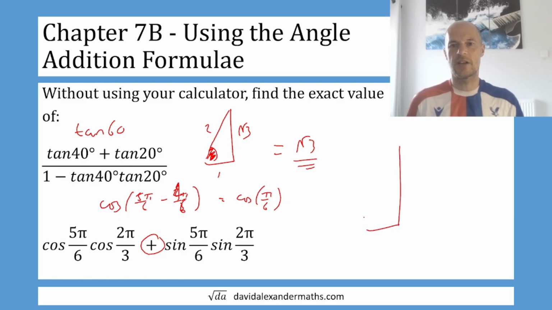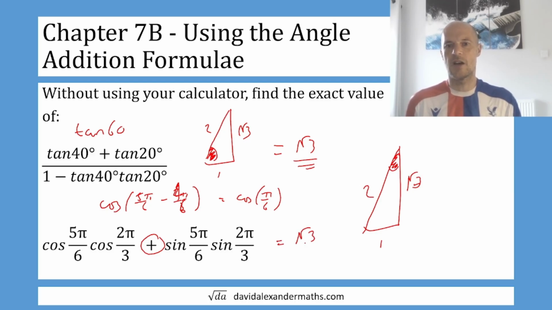So let's think of our triangle again. So 1, 2, root 3. This is the pi over 6. Hopefully you're getting to the stage where you're thinking just in radians and not thinking, oh, pi over 6, that's 30 degrees. So the cos of pi over 6 is root 3 over 2.